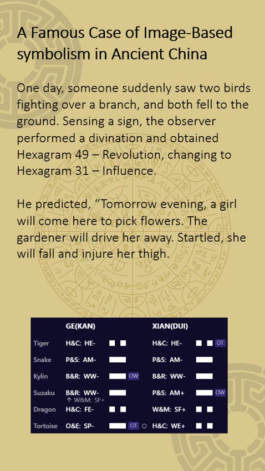A famous case of image-based symbolism in ancient China. One day, someone suddenly saw 2 birds fighting over a branch, and both fell to the ground. Sensing a sign, the observer performed a divination and obtained hexagram 49, Revolution, changing to hexagram 31, Influence. He predicted: tomorrow evening, a girl will come here to pick flowers. The gardener will drive her away. Startled, she will fall and injure her thigh.